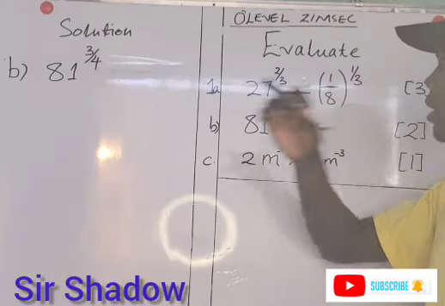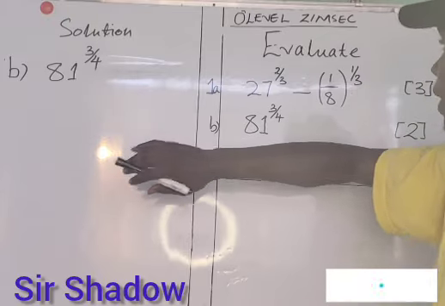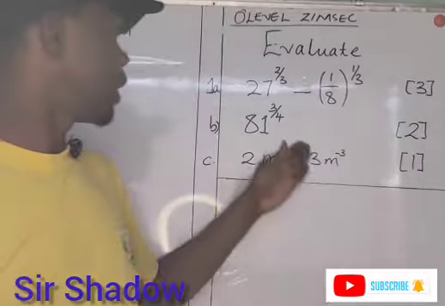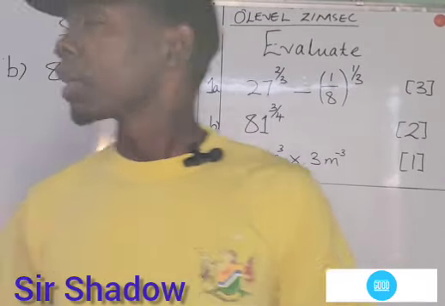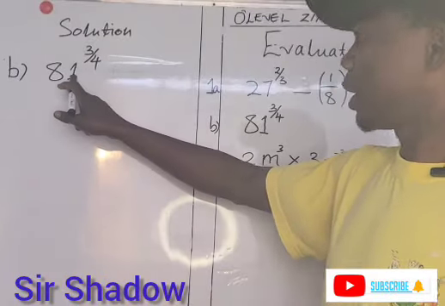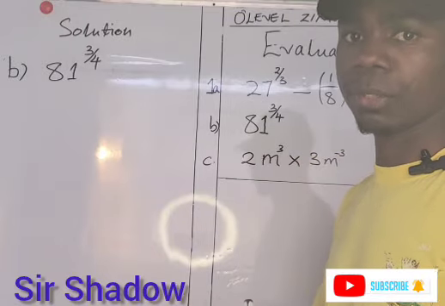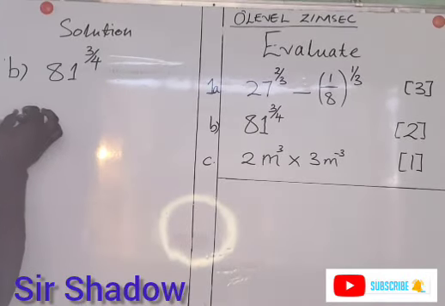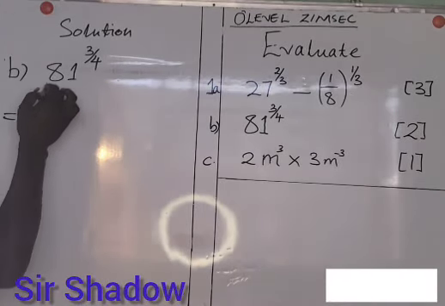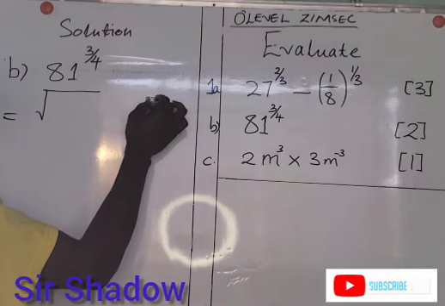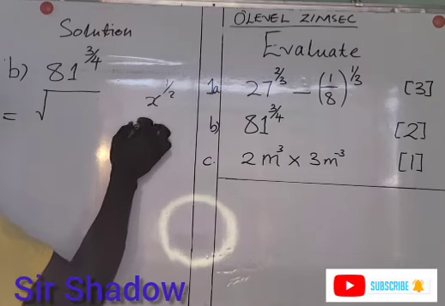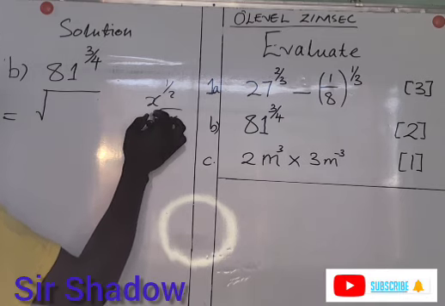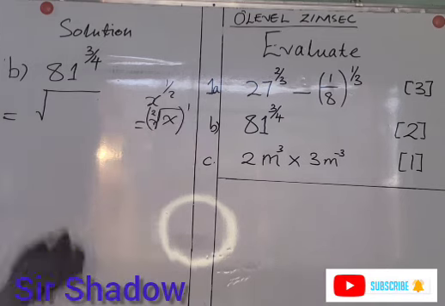But remember, the situation given in part B is the same as the situation we faced in question 1A. As you see, 20 to the power of 2 over 3. It is the same situation as the one given in part B. So what we have to do is apply the law we used in part A. We are applying this law: x to the power 1 over 2 means the root of x. We want to apply this law.